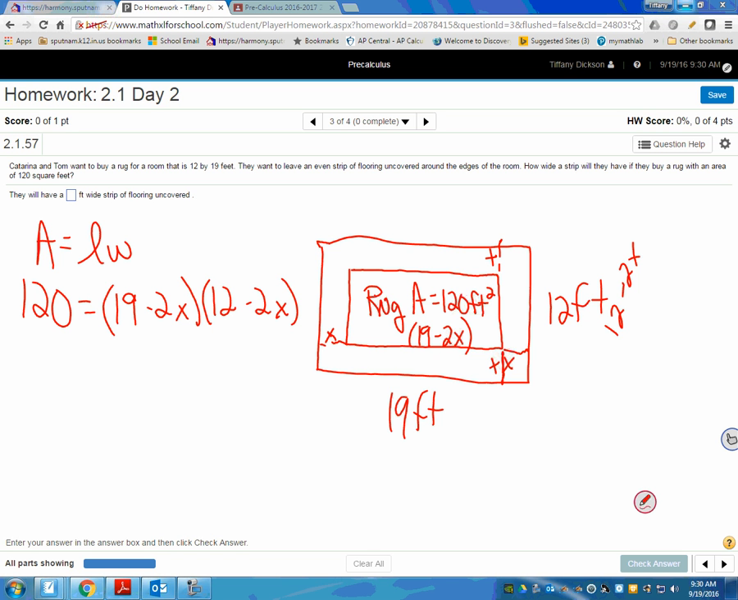So that was, I think, the hard part of this problem, you had to set it up. Then you have to FOIL it all out, subtract the 120 over, and then do the quadratic formula, or complete the square, or factor. So did you do this, Savannah, and you still didn't get it to work? You got it to work.